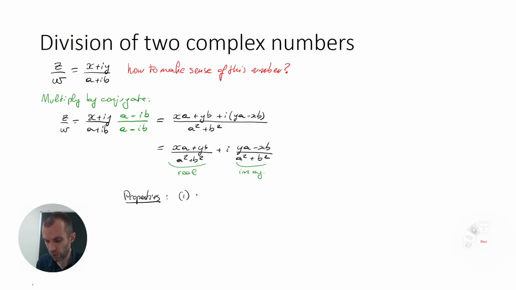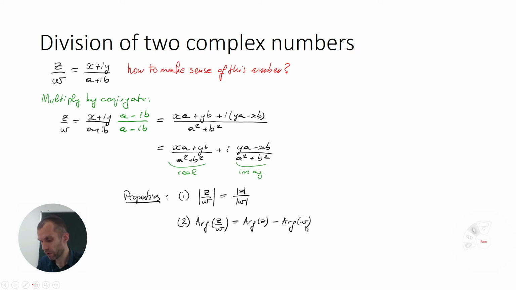So first of all, if we take the modulus of z divided by w, that's the same thing as dividing the modulus of z by the modulus of w. And secondly, for the argument of z divided by w, you can take the argument of z minus the argument of w. And sometimes you have to be a bit careful to make sure that it ends up in minus pi to plus pi.